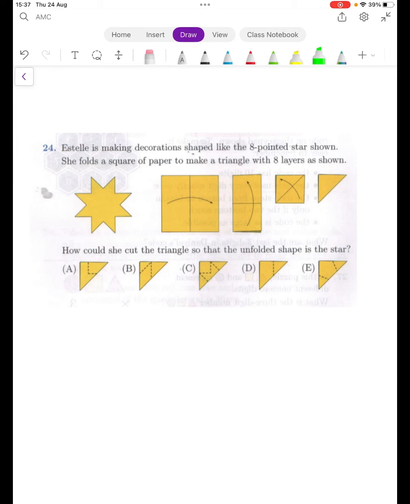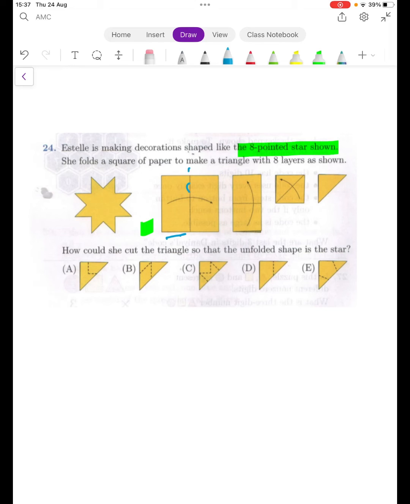Question number 24. Estelle is making decorations shaped like an 8-pointed star shown below. So this is the star she's trying to make. She folds a square paper. She starts from here. She folds a square paper to make a triangle with 8 layers as shown.